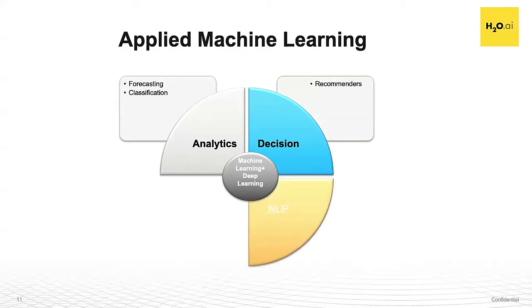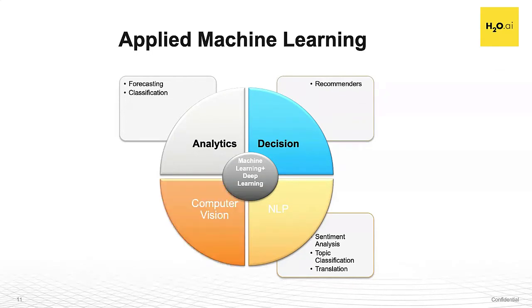NLP, or you could say text analysis. NLP stands for natural language processing. So we have a multitude of use cases in NLP, like sentiment analysis of the customers based on their reviews on social media, topic classification, translation, again, a very important aspect, and computer vision. Especially today, now we're hearing about things like self-driving cars, autonomous cars, object detection. So these are some applied use cases of machine learning and deep learning.